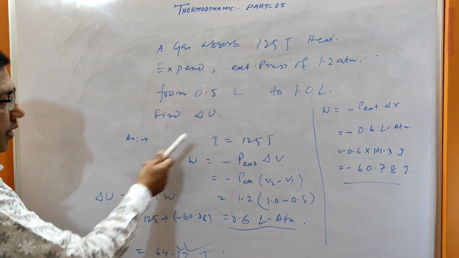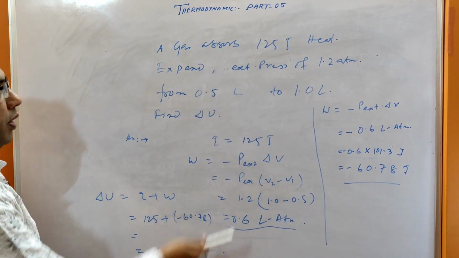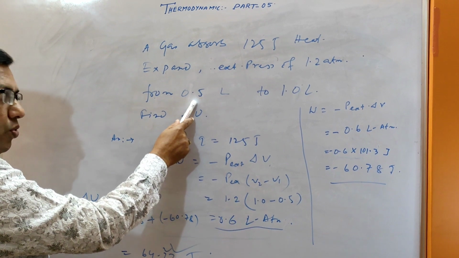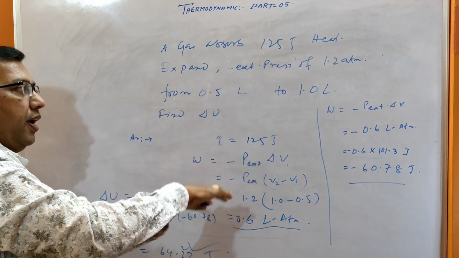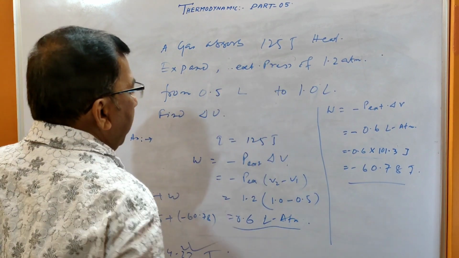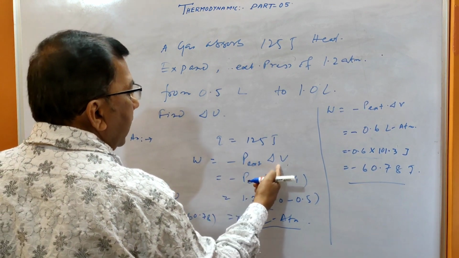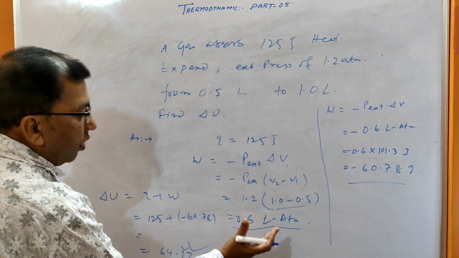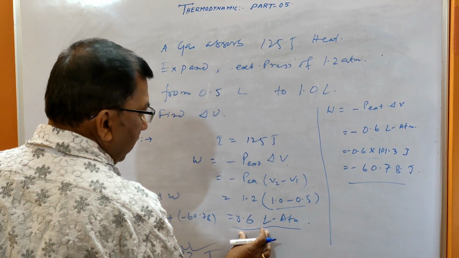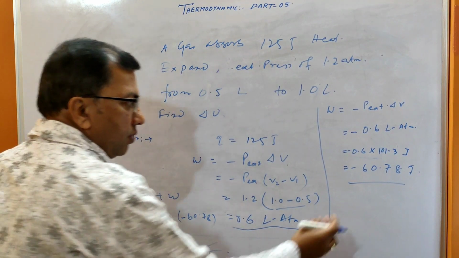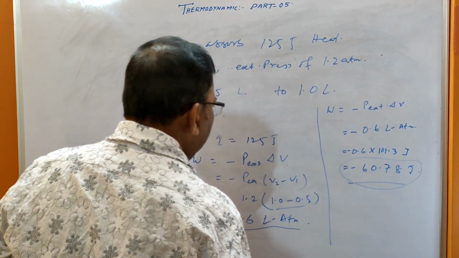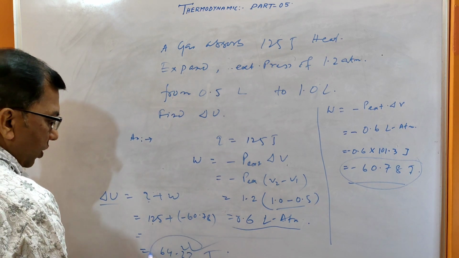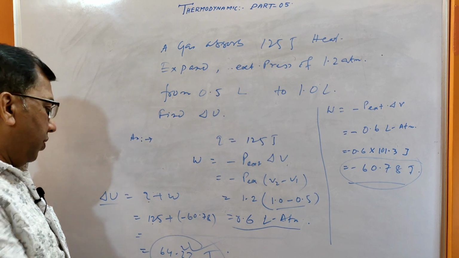Again I am telling, heat is absorbed, Q is given, and external pressure 1.2 atmosphere is given. So W equals minus P external delta V. What is delta V? From 0.5 to 1, that is expansion. Pressure exerts, work is done, and it expands. So that is V2 minus V1, P external into delta V. So 0.6 liter atmosphere, which you have to convert by multiplying with 101.3 joule. That is minus 60.78 joule, the work done. Heat and work, and this is the formula: delta U equals Q plus W. Q equals this, W equals this. So change in internal energy equals this many joule.